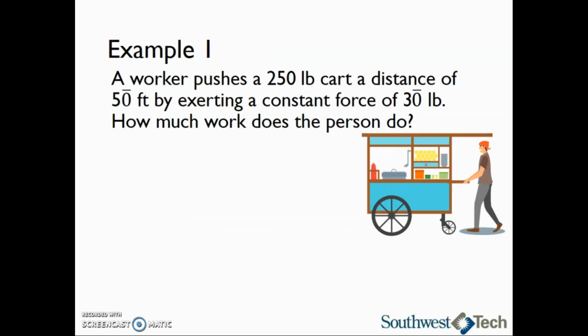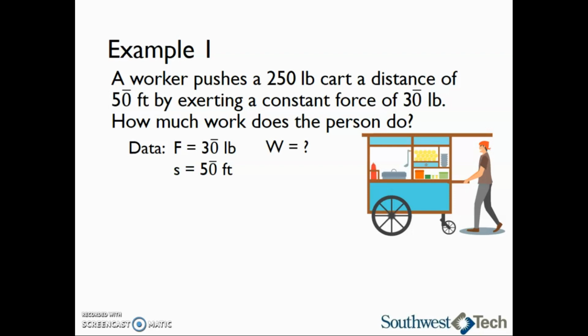Let's take a look at a couple of calculations involving work. A worker pushes a 250-pound cart a distance of 50 feet by exerting a constant force of 30 pounds. How much work does the person do? First, we will write down all of the information we were given in the problem statement. The force being applied in the direction of motion is 30 pounds, not 250 pounds. Actually, when we calculate work, if we are pushing an object horizontally, the weight of the object, in this case the cart, doesn't matter because the weight force is not being applied in the direction of motion, which is horizontally. The distance the cart moves is 50 feet. We are trying to find the work W.